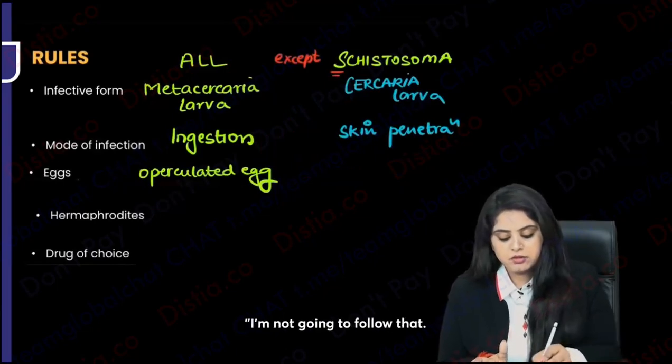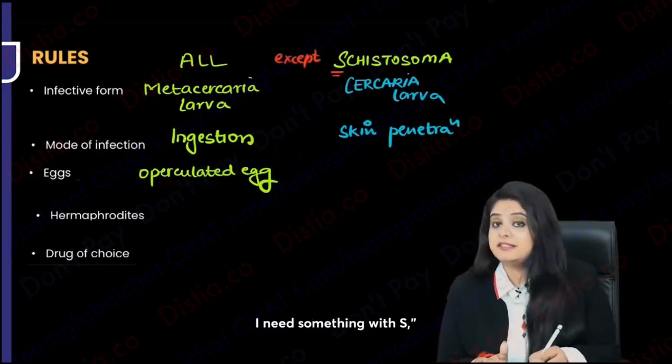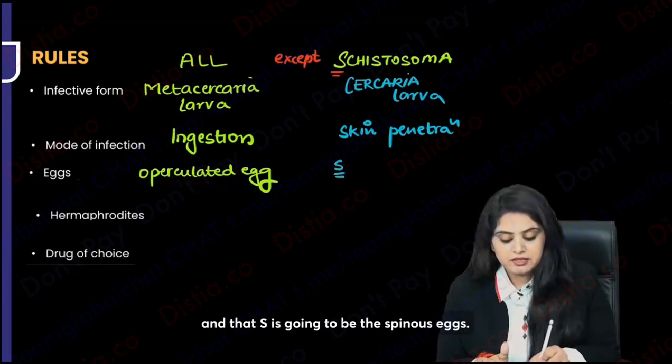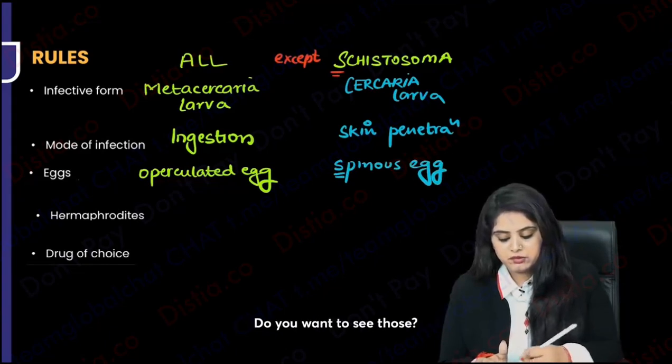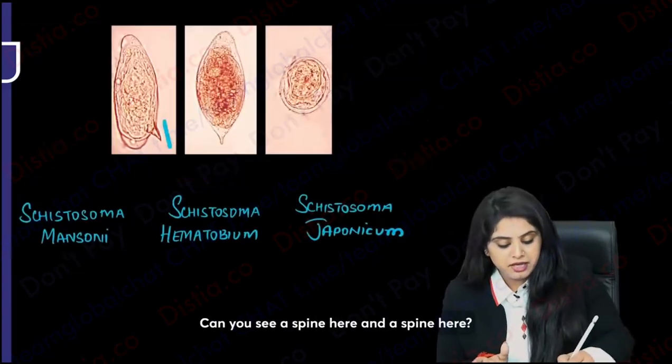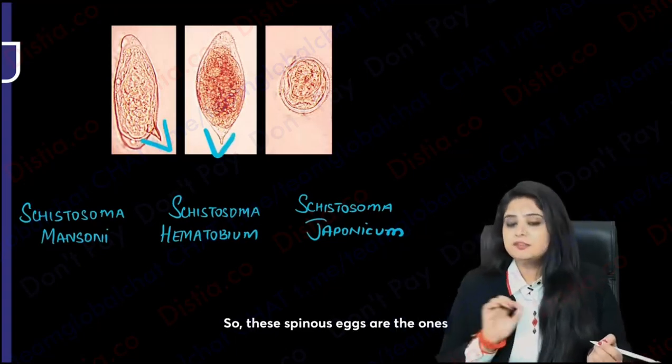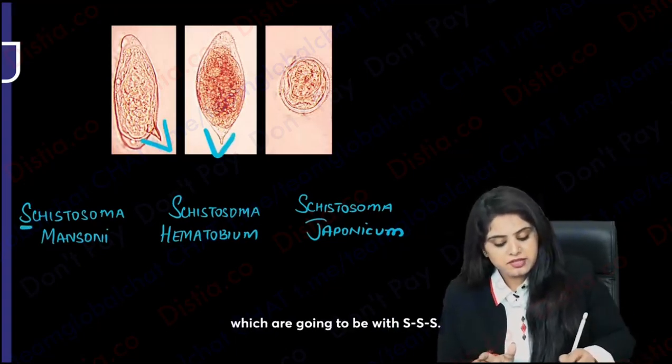So Schistosoma says, I'm not going to follow that. I need something with S, and that S is going to be the spinous eggs, right? So it's going to have eggs with a spine. Do you want to see those? These are these eggs. Can you see a spine here and a spine here? So these spinous eggs are the ones which are going to go with the three S's.